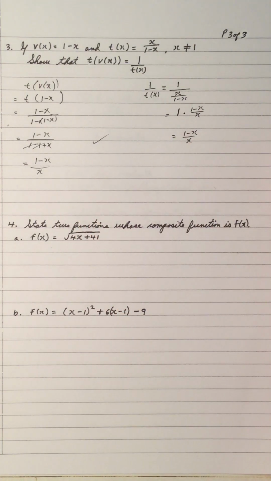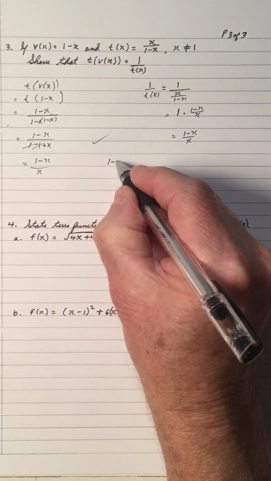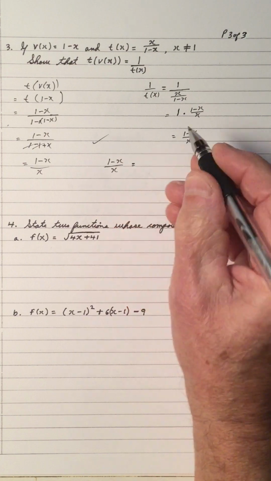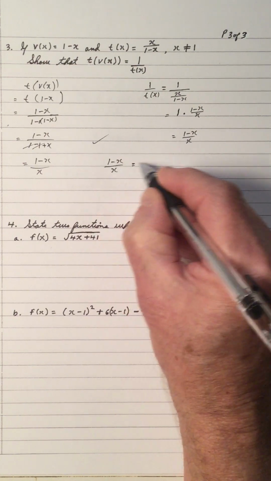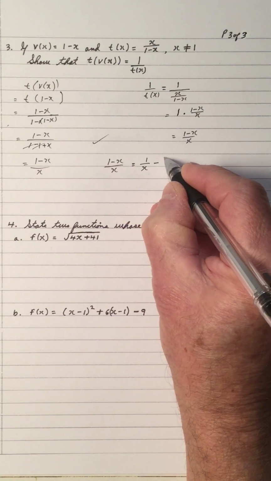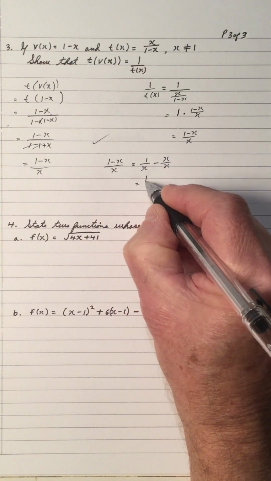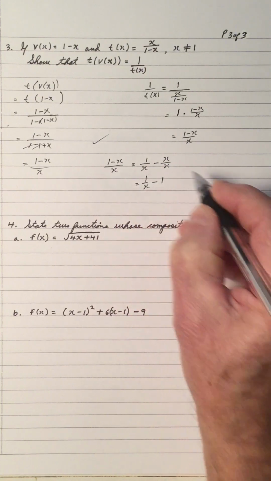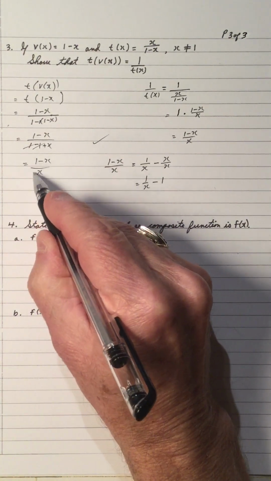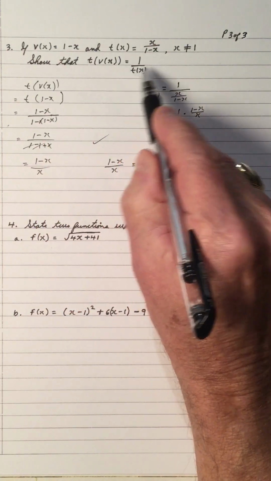Done. And just want to mention something here. 1 minus x over x could become, but you didn't have to, you can take the x and divide into both of these. So you can make that 1 over x, subtract x over x. You can divide x into both of these. So that gives you 1 over x minus 1. But this expression here is the same as this one. That means that these two are equal, which is what we had to prove.